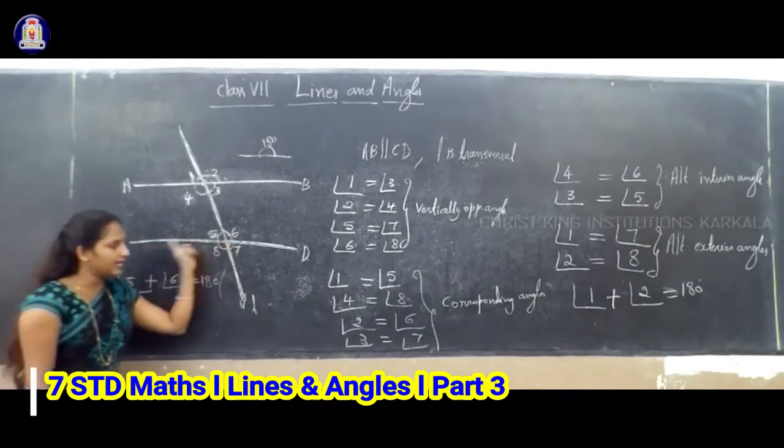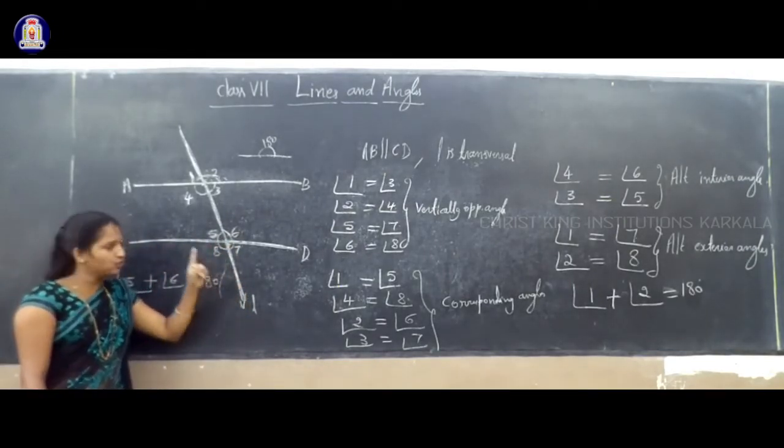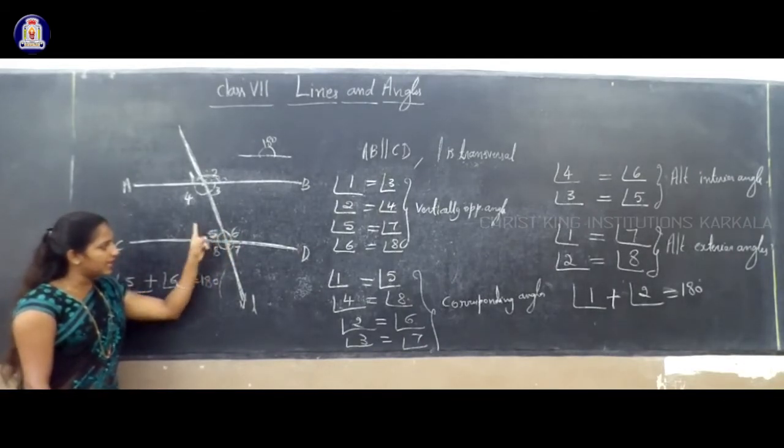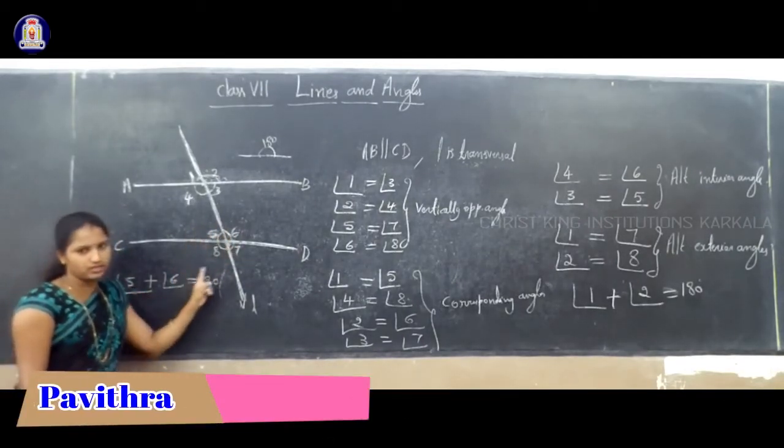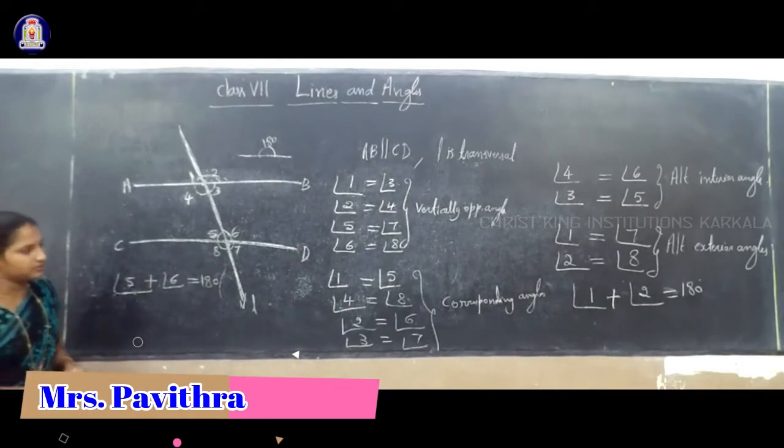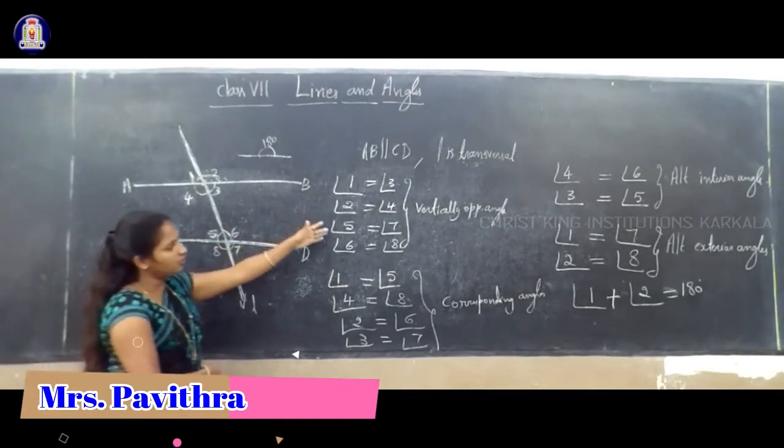Clear? A straight angle is 180 degrees. So angle 5 plus angle 6, the sum of these two, is 180 degrees. Clear? Yes. So the first one is vertically opposite angles.